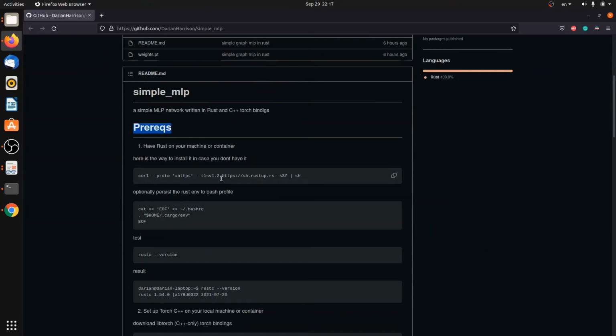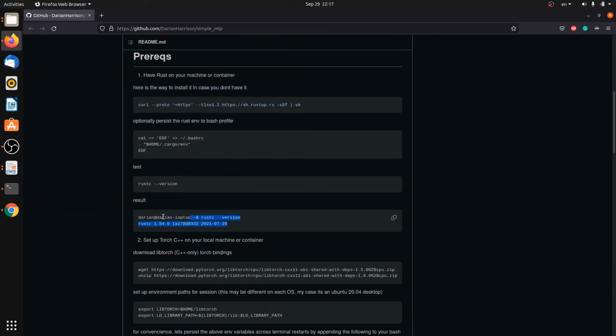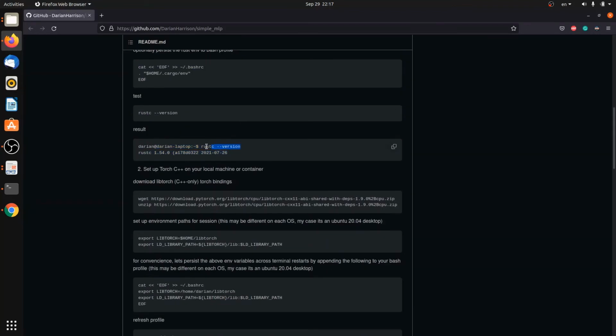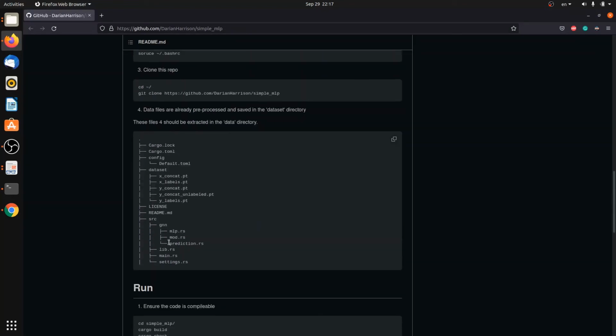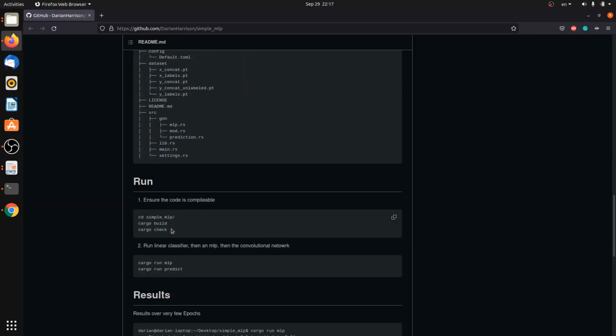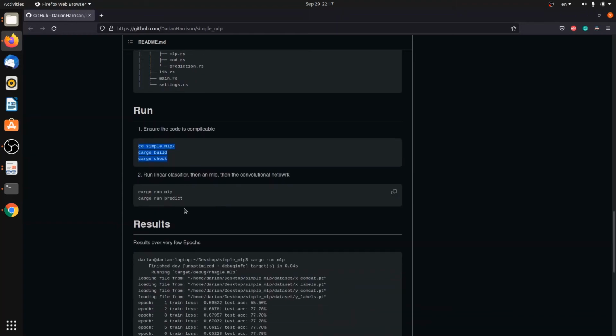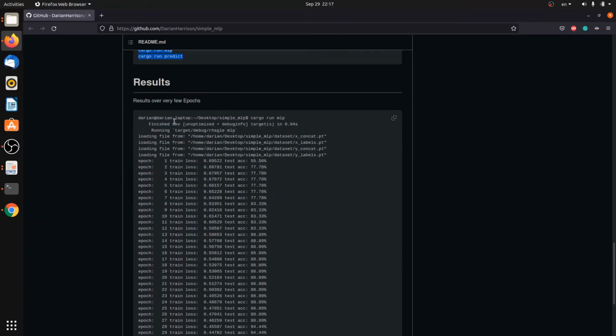The prerequisites: if you don't have Rust installed, here's the process of how to install Rust, and how to test that you have the version. We need to download the torch bindings for C++. This is how to do it. The directory structure of this project, what we'll be running today, and the results.